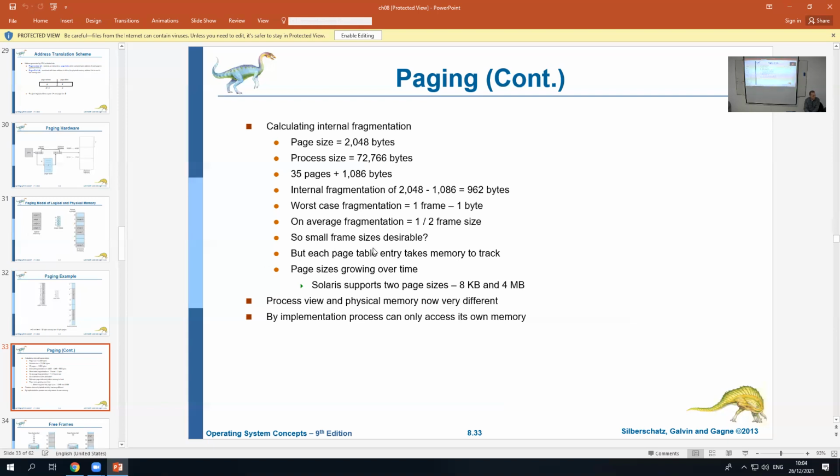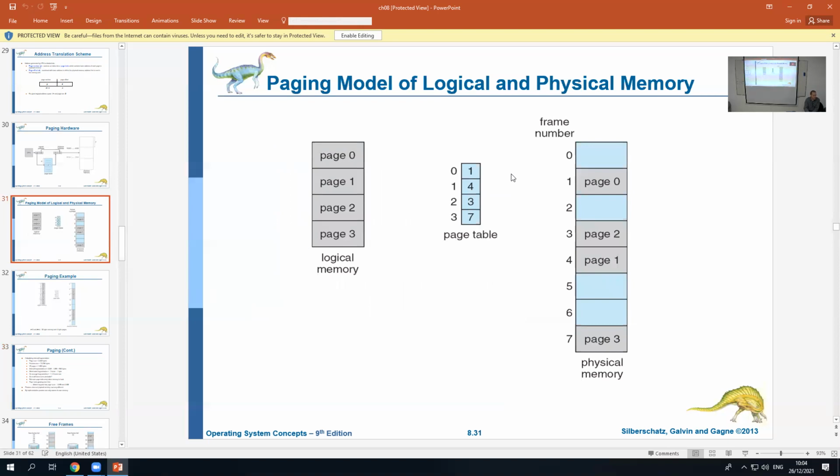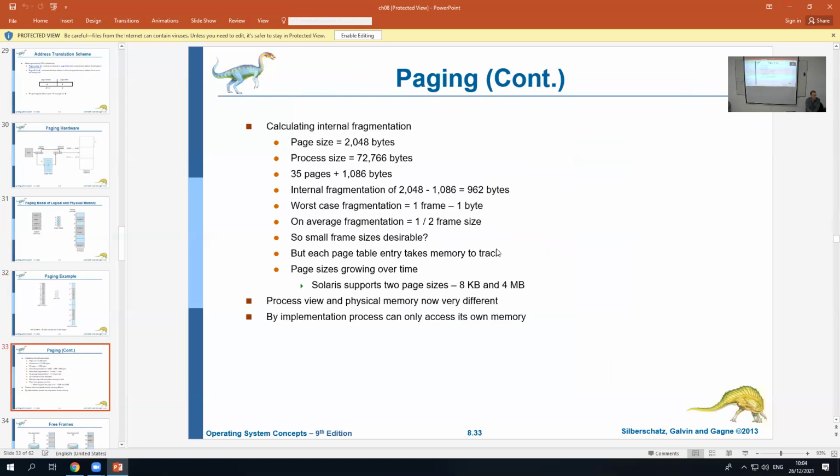That's what it says here. But each page table entry takes memory. In other words, I want to make that point again. If I have lots of pages, then this page table starts to get long, as in the diagram. If I have the same 32 bytes of memory and a page for each byte, then I have 32 entries in my page table. And that page table is sitting where? In memory. So it's true, I don't have fragmentation, but I have wasted memory on the page table.